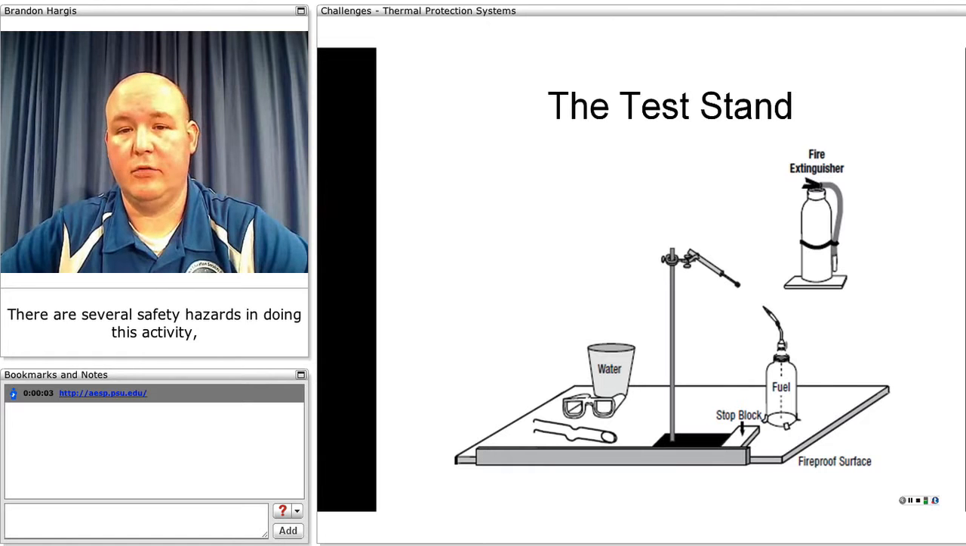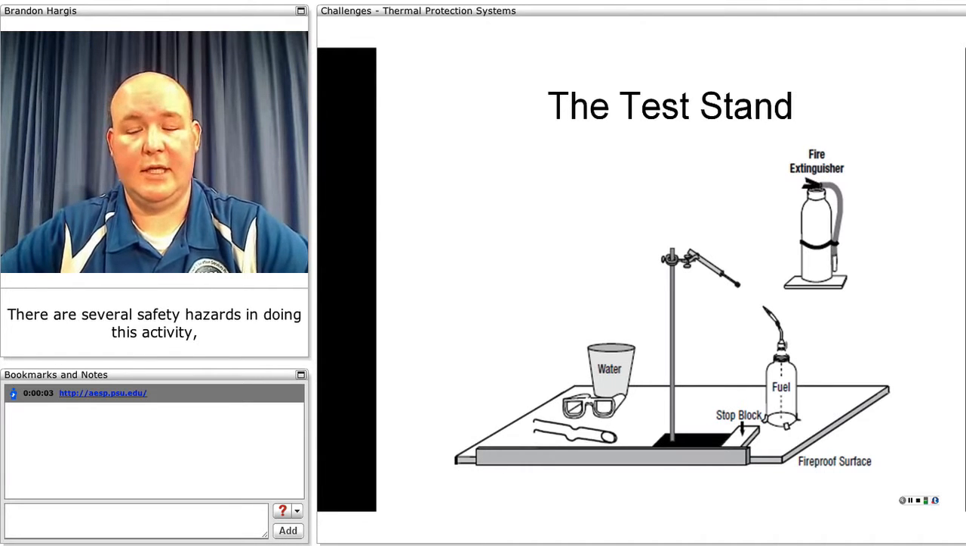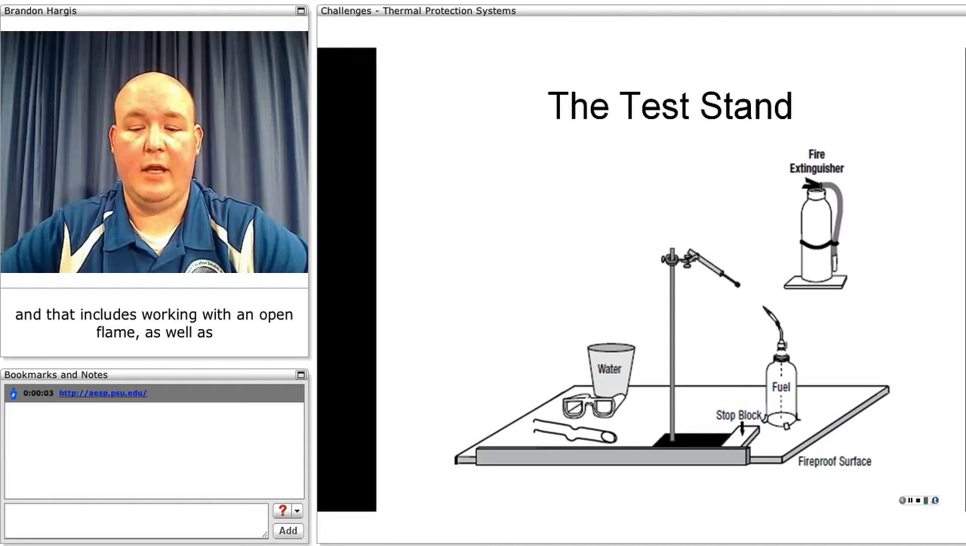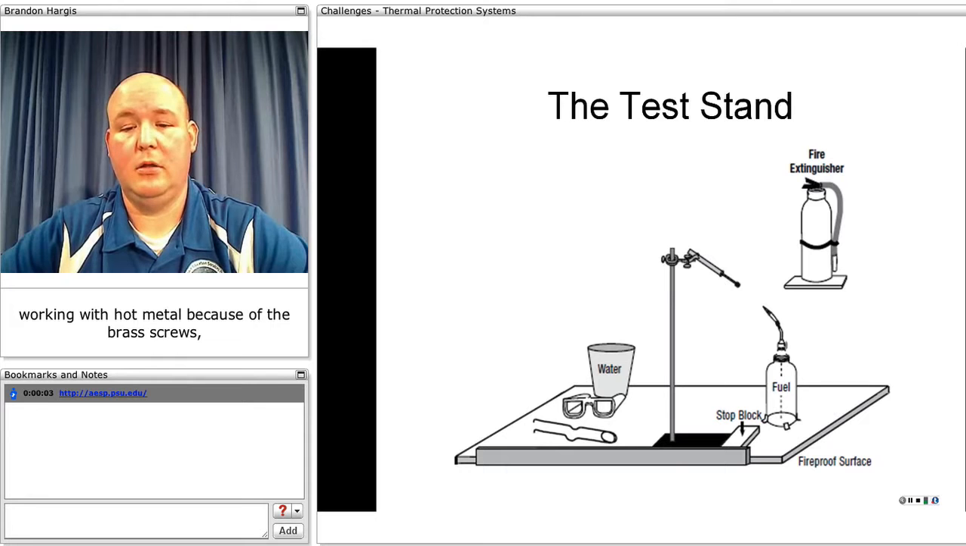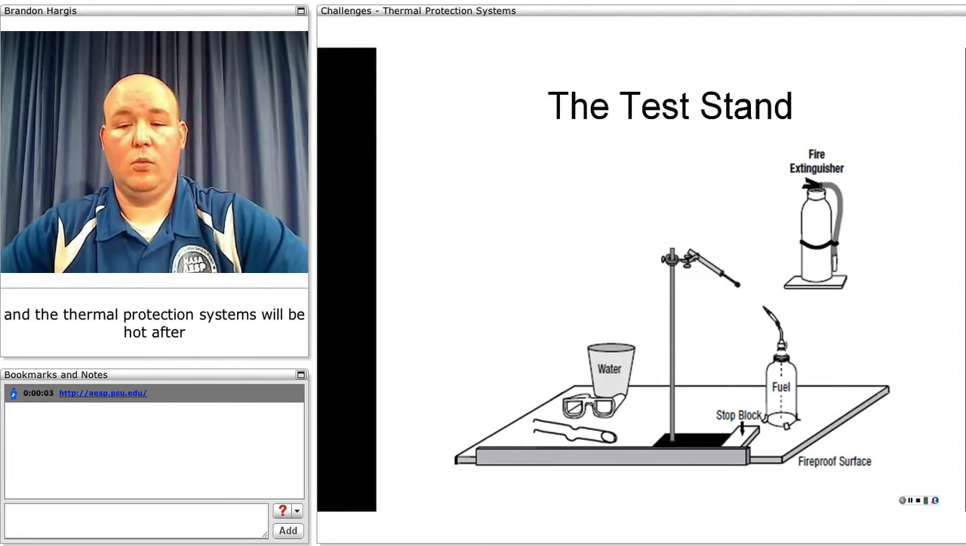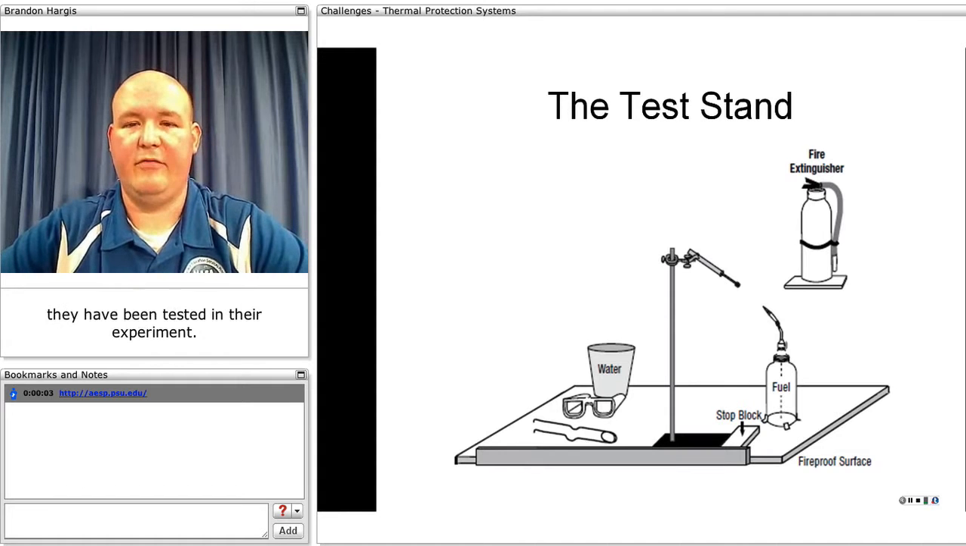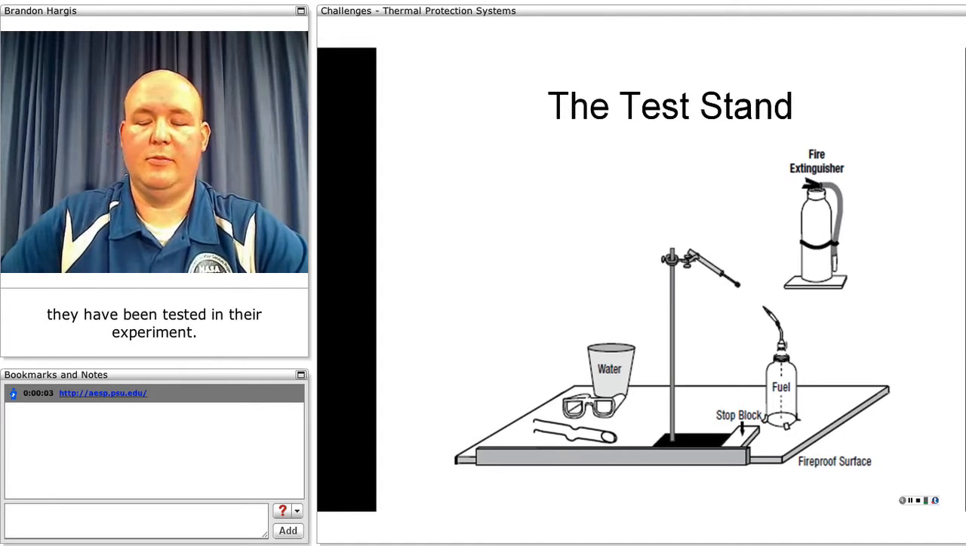There are several safety hazards in doing this activity, and that includes working with an open flame as well as working with hot metal, because the brass screws and the thermal protection systems will be hot after they've been tested in their experiment.